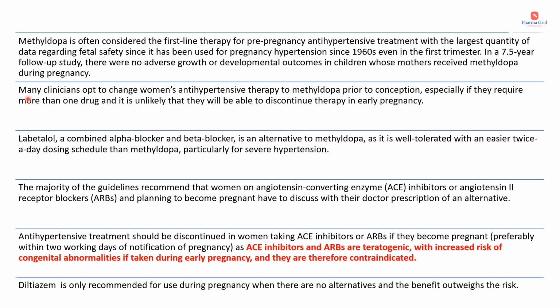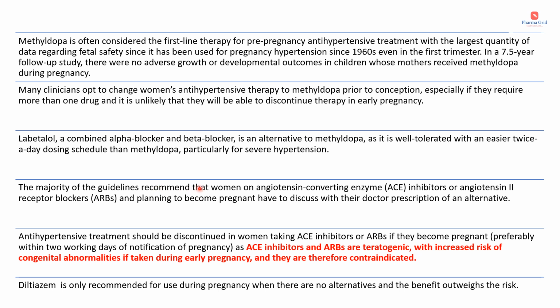Many clinicians opt to change women's antihypertensive therapy to methyl dopa prior to conception, especially if they require more than one drug and it is unlikely that they will be able to discontinue therapy in early pregnancy. Labetalol, a combined alpha blocker and beta blocker, is an alternative to methyl dopa as it is well tolerated with an easier twice-a-day dosing schedule than methyl dopa, particularly for severe hypertension.